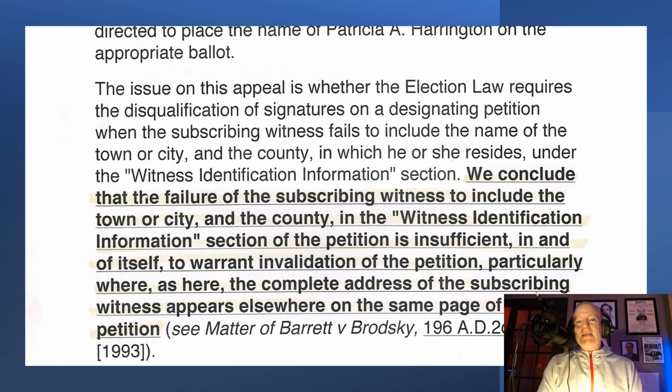2017. 1992, 2017. 25 years ago. At that time, now it's more. Now it's 32 years. 25 years ago. So at this point, when I submitted my petitions in 2017, you hadn't had to fill out the witness identification information section for 25 years. So how did the Board of Elections not know? How is this an honest mistake?